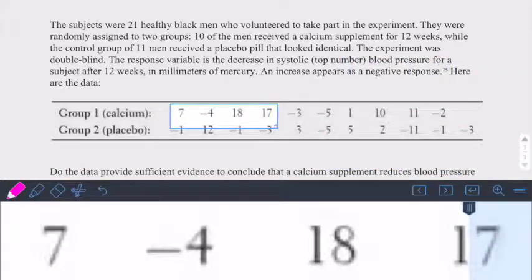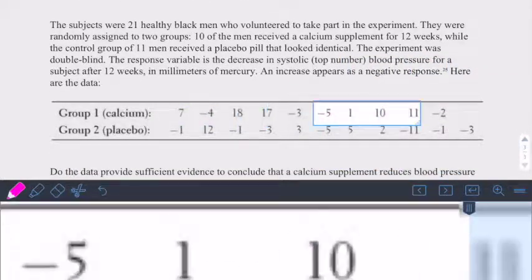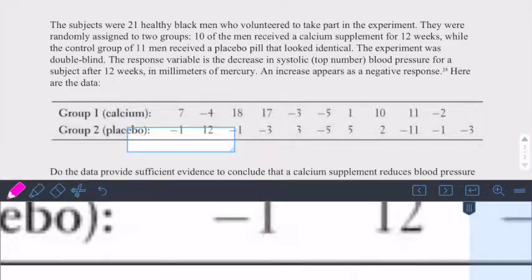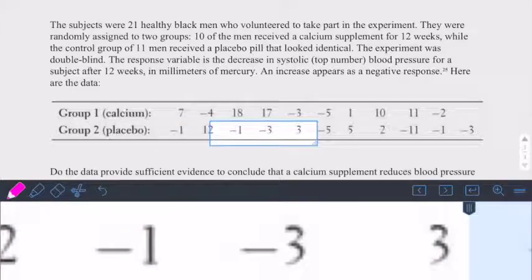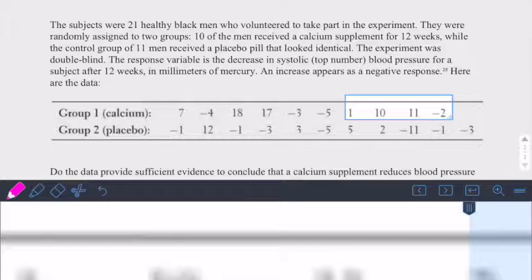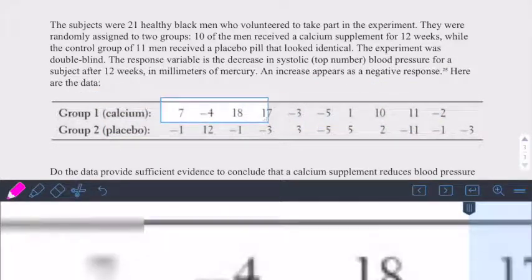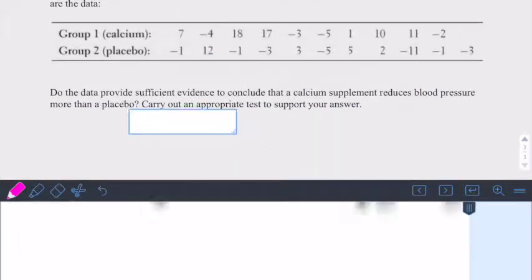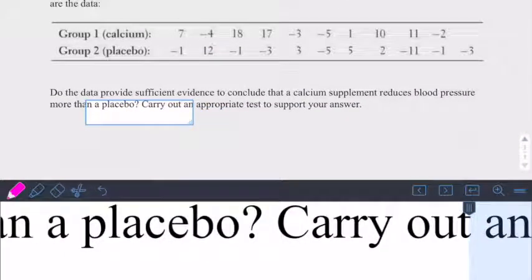Okay, so here blood pressure increased. It looks like it decreased in most of them who took the calcium. This was an increase, this was a decrease. Looks a little bit better. So just based off of this data, it looks like calcium is actually helping with the blood pressure. So we want to know, do the data provide sufficient evidence to conclude that a calcium supplement reduces blood pressure more than a placebo? So we need to carry out a test.